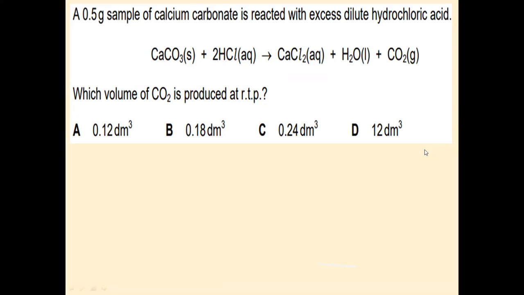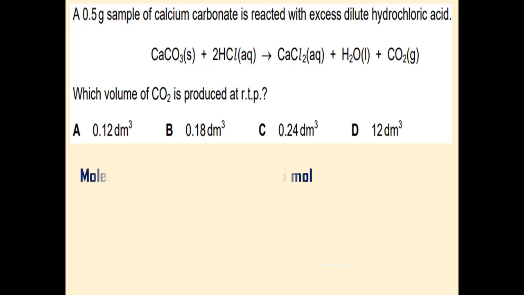0.5 gram sample of calcium carbonate reacts with excess of dilute hydrochloric acid. So here, the calcium carbonate reacts with hydrochloric acid, and that's going to produce calcium chloride plus water and plus carbon dioxide. So which volume of carbon dioxide is produced at room temperature and pressure? So here, the molar ratio is 1:1. So whatever the mole of the reactant, the same mole of the product will be.